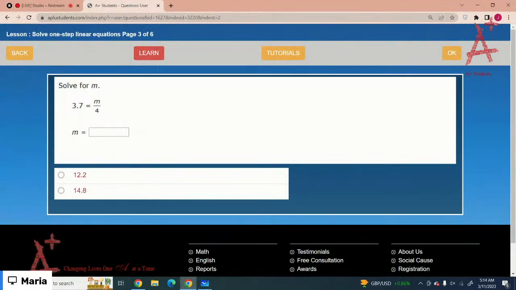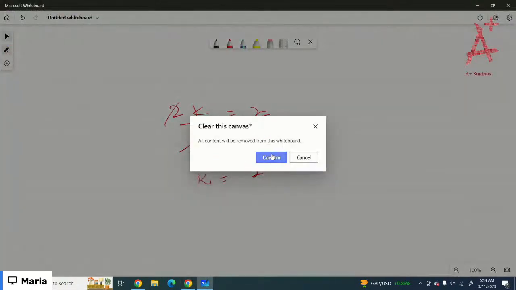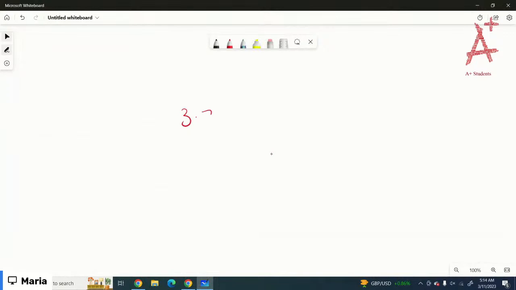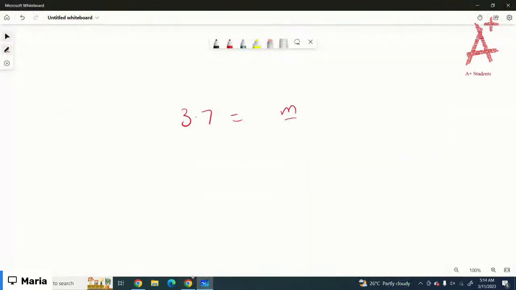Okay, the next one is 3.7 equals m divided by 4. Basically, the 3 times 7 means 3.7. Let me see. Yes, it's 3.7 equals m over 4. Got it? So you have to calculate the value of m. That means you need to multiply both sides by 4. Got it? Because opposite to division is multiplication, so just multiply both sides by 4.